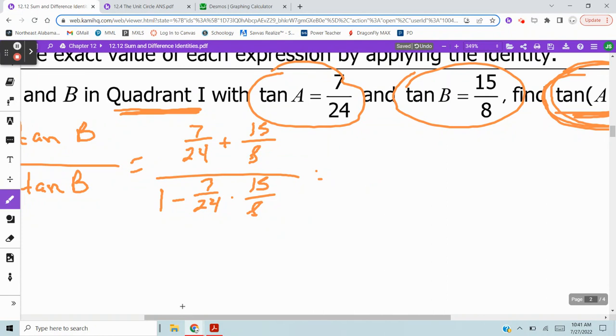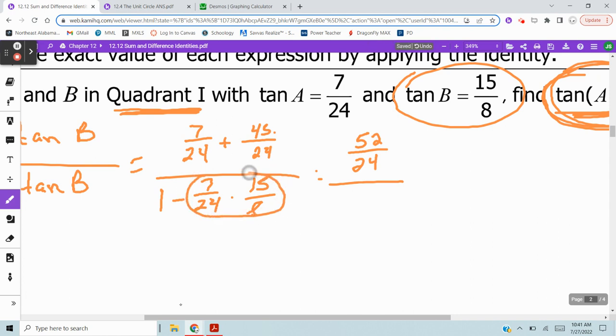So I do need a common denominator. So what I'm going to do is multiply here, top and bottom by 3. And I'm going to go ahead and just erase that. 15 times 3 is 45, just to save some room. 8 times 3 is 24. So on top, I can add those now. That is 52 out of 24 over.